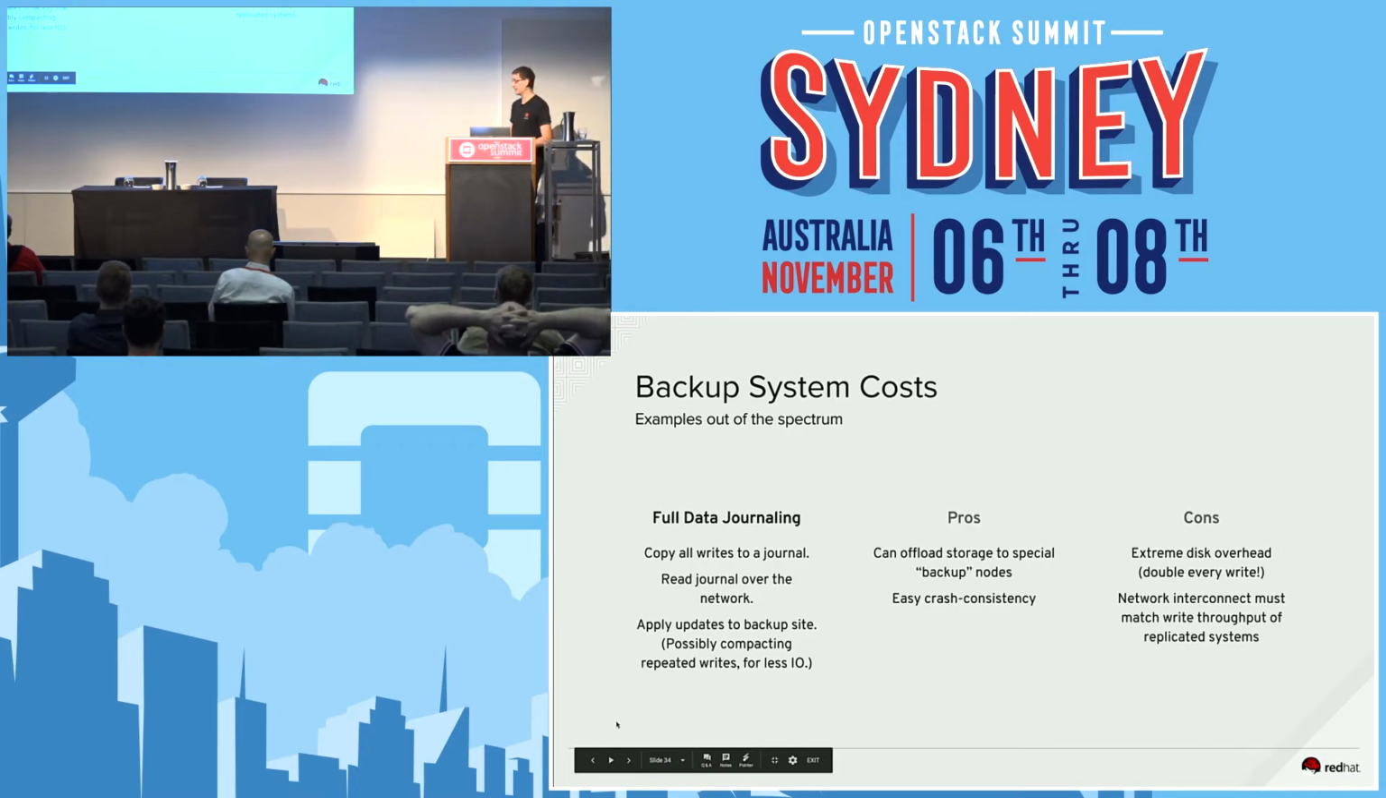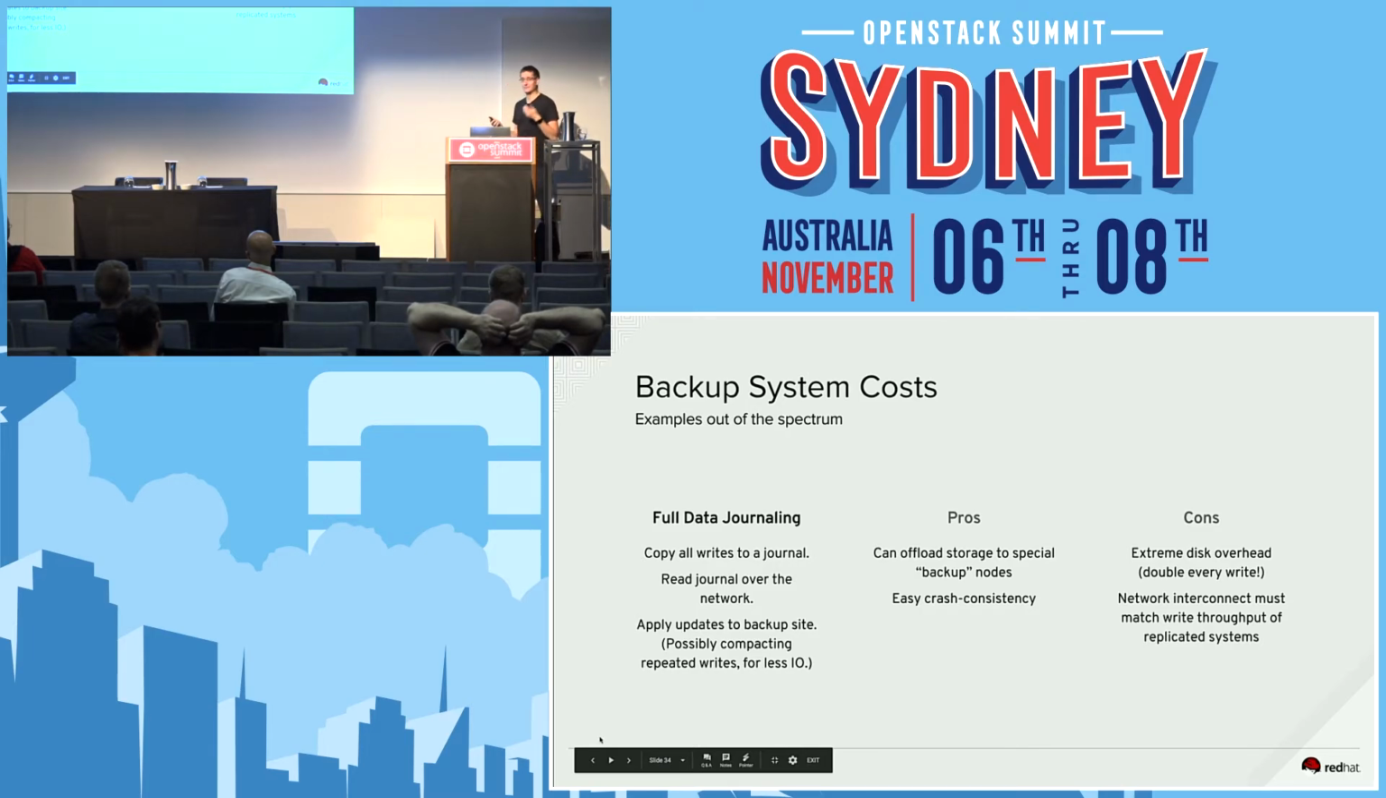It could be that you've got your data layout, and you're just like, you know what? Every time I do a write to that data, I'm going to stick it into a journal off to the side, and I'm going to have a daemon running that copies that journal over to the backup site and applies it to the local objects and block devices there. That's nice because it means that you can offload the work, the cost, to your nodes that are responsible for maintaining the journal in the backup system.